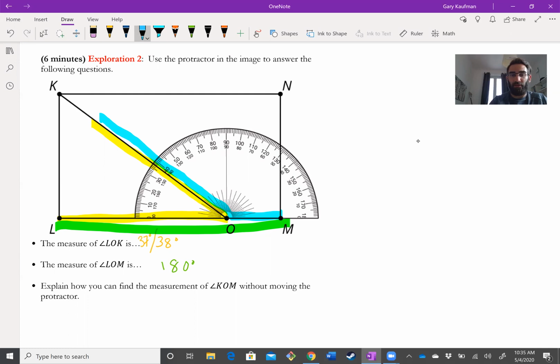So if we thought it was 37, I could say 180 minus 37 and get 143 degrees. So I'd accept that answer. If you said it was 38, then you would have subtracted 38. You would have gotten 142 as your answer. So I would accept either of those. What are we noticing?